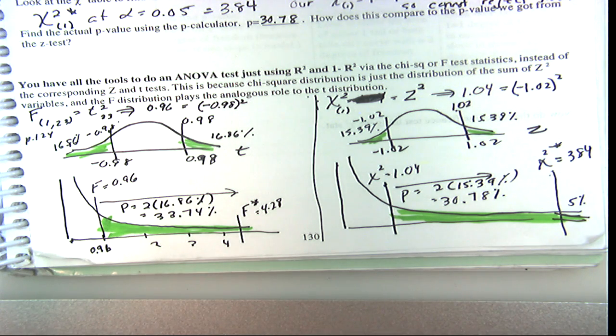Now, remember that chi-square is defined as the sum of independent z squareds. So that shouldn't surprise you. That's not the definition of the F, but it so happens that with just one degree of freedom, when you have just one parameter like this, the t squared is the F. So it's a very analogous role they play.